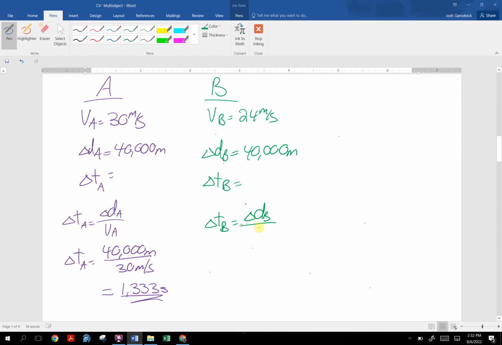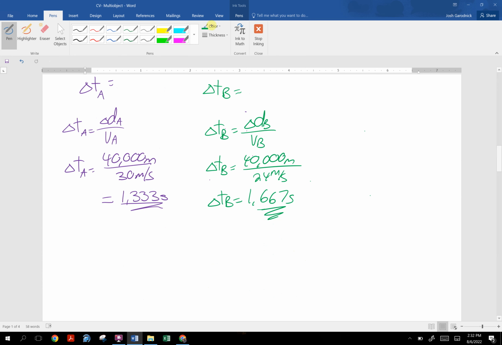For car B, I'm going to do the same thing. How far does it travel and what is its velocity? So we get 40,000 meters over 24 meters per second, giving us a time of 1,667 seconds. A little bit of rounding there. And how long do they wait for each other? Well, just take the difference. 1,667 seconds minus 1,333 seconds is 334 seconds. That's how long the faster car had to wait, about 5.5 minutes, if my mental math is okay.